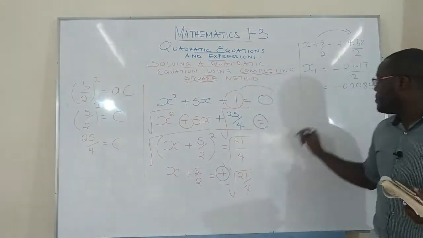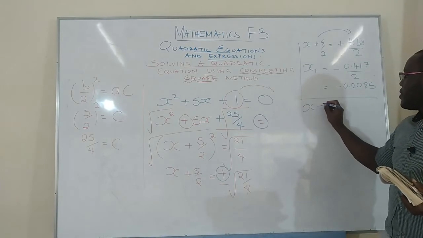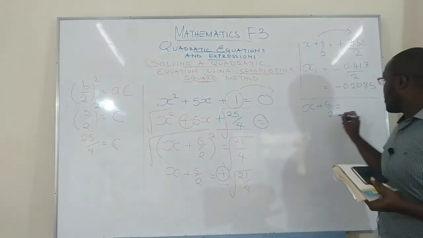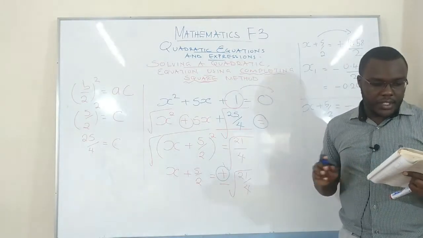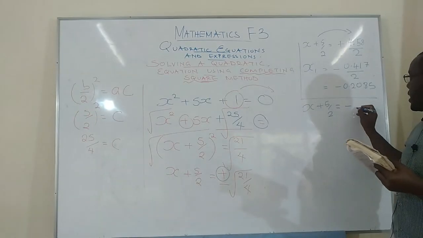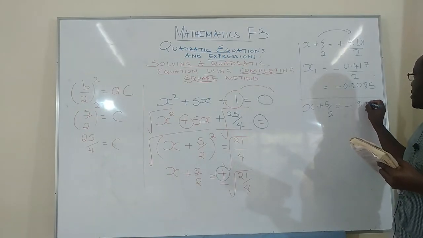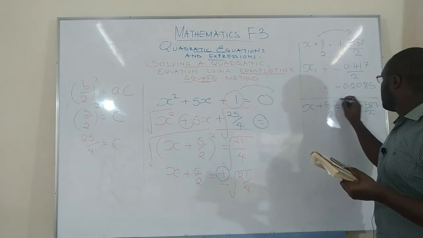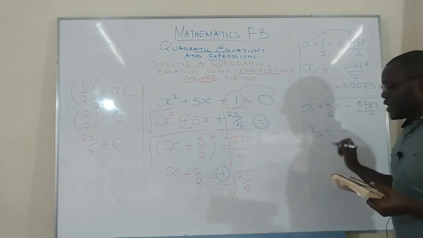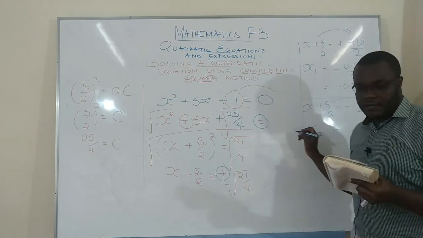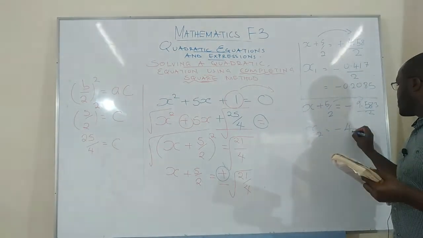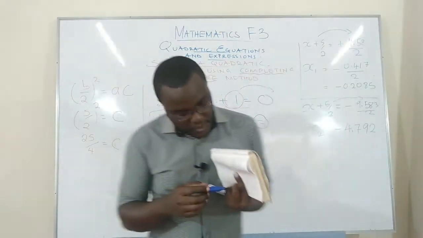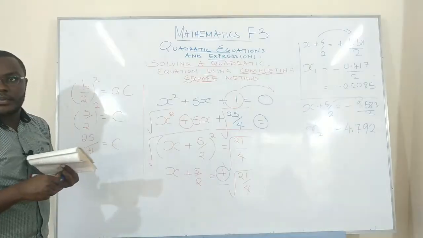For the second one, I repeat the same, but now this will still be (x + 5)/2 is equal to negative square root of 21 over 4, which is equal to negative 9.583 over 2, giving us, when you push this here, x2. x2 is equal to negative 4.792.